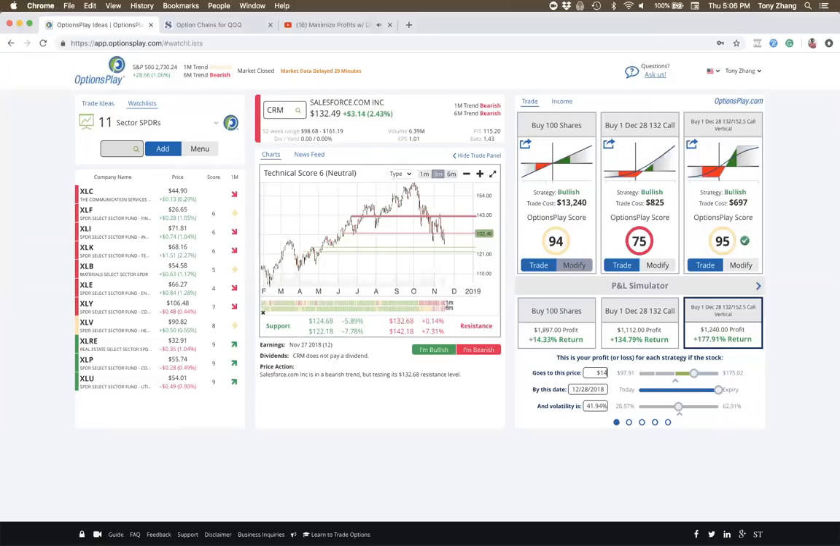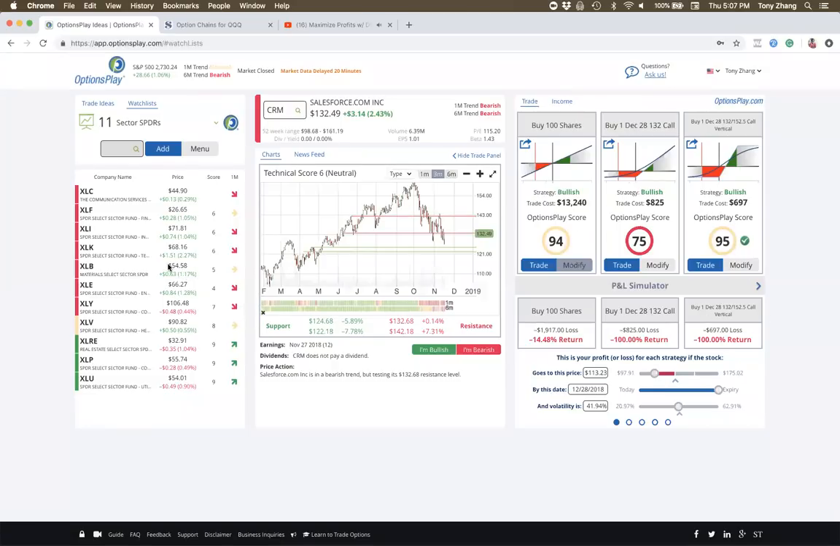If you do, you plug that in, and you can see, would I rather make an 8% return and risk $13,000, or would I rather make a 57% return and only risk $697? I think the answer for most people will be this debit spread, because just in case that you're wrong, you're going to risk substantially less on the debit spread than you do if you buy the stock.